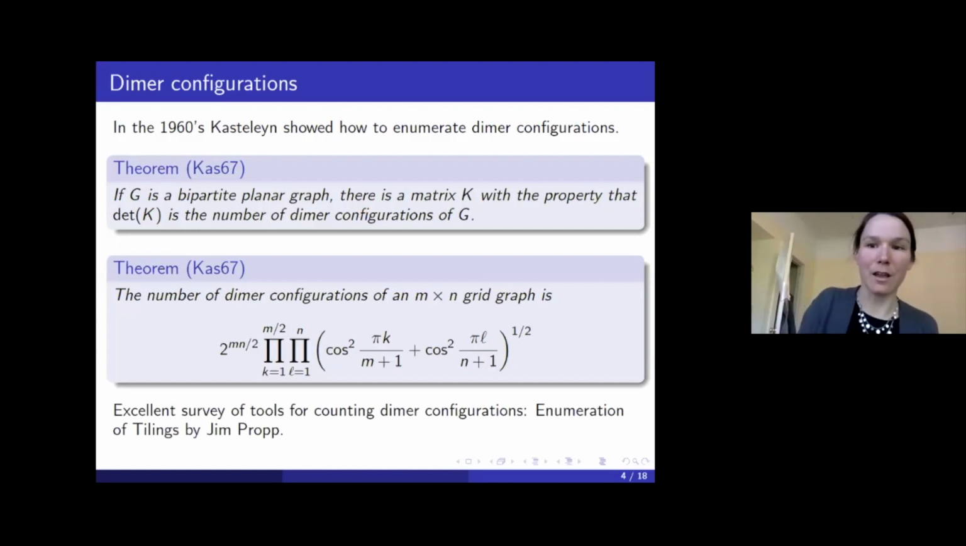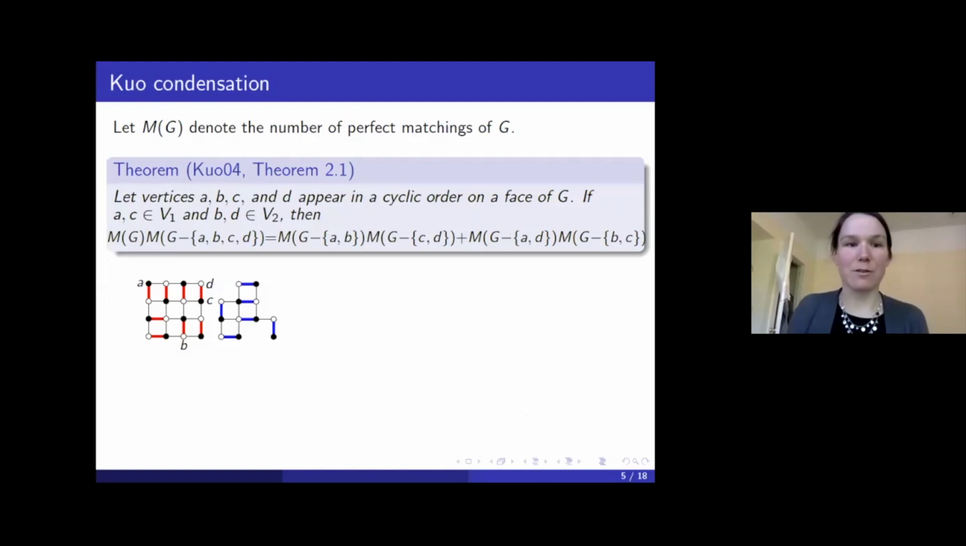Okay, so now moving on to Kuo's work. We're going to let M of G denote the number of dimer configurations or perfect matchings of G. Just a disclaimer, I'll probably be using the words dimer configuration and perfect matching interchangeably. I hope that's not confusing. When I'm talking about Kuo's work, I tend to use the word perfect matching because that's what he uses, so that's what I'm used to seeing in his work.